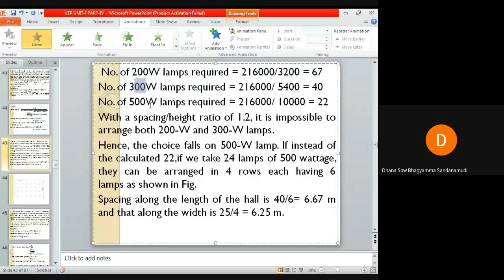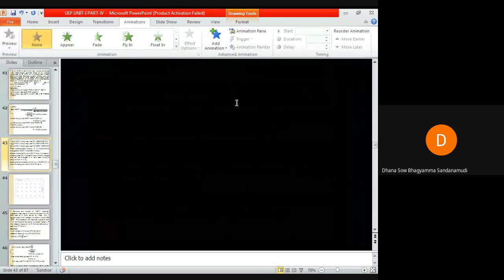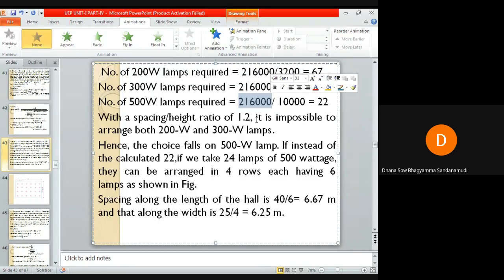Okay, so for 500 watt lamps, the total lumens required is 21600, that you already know, divided by the lumens for a 500 watt lamp. So the total number of lamps you have calculated: the required number of lamps for 200 watt is 67, for 300 watt is 40, and for 500 watt is 22. Okay, the space height ratio is 1.2.